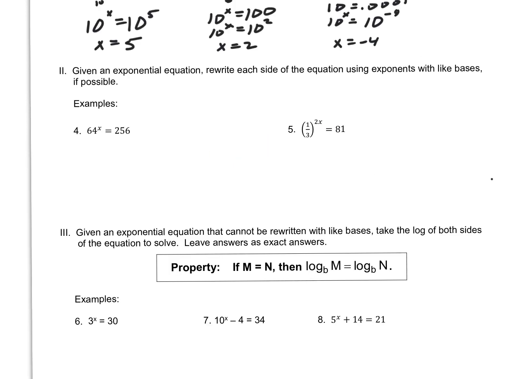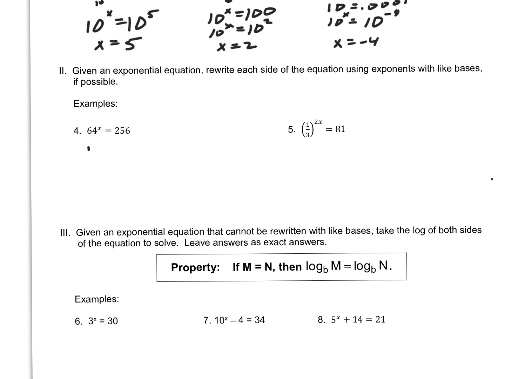Section 2, given an exponential equation, rewrite each side of the equation using exponents with like bases. Now when you get to your test, it's going to have these all mixed up and just say solve. So you have to make sure you really understand each way. So if you get lost one way, you can try a different way. So on this one, I want to try to get them written so they are the same base. The bigger the base I go for, the better.